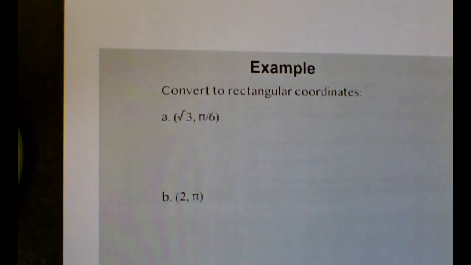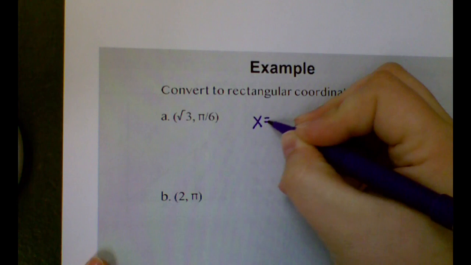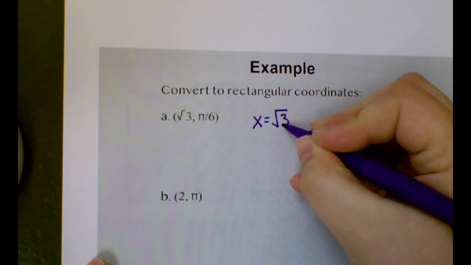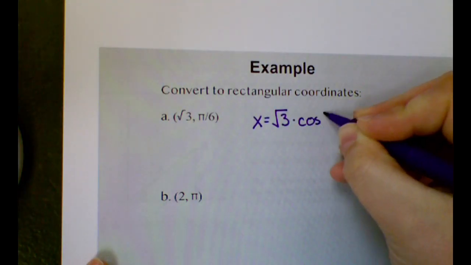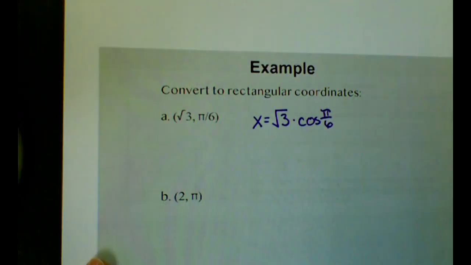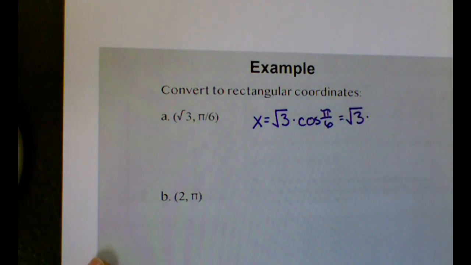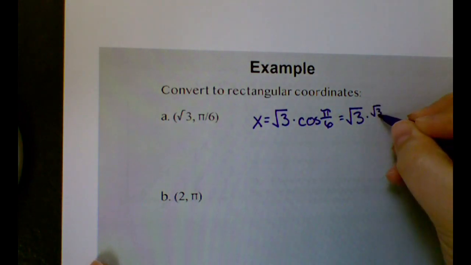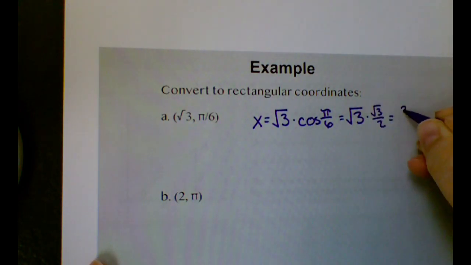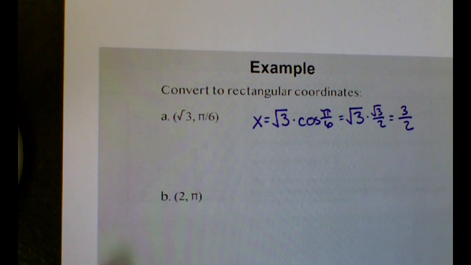So let's convert to rectangular coordinates. To get my x value, I take my radius, which is square root of 3, times the cosine of my angle, which is pi over 6. Well, that means I have square root of 3 times the cosine of pi over 6, which is square root 3 over 2, which makes my coordinate 3 over 2.